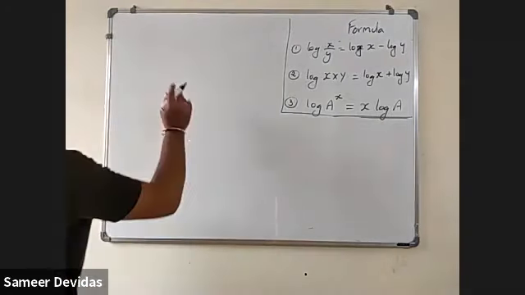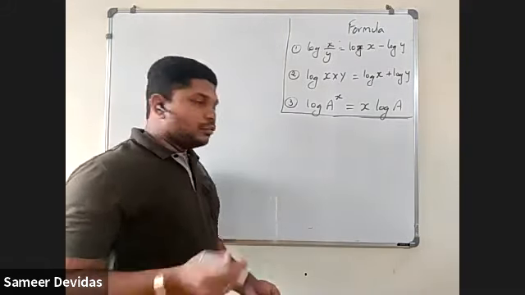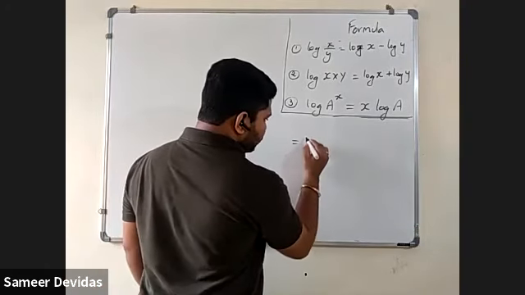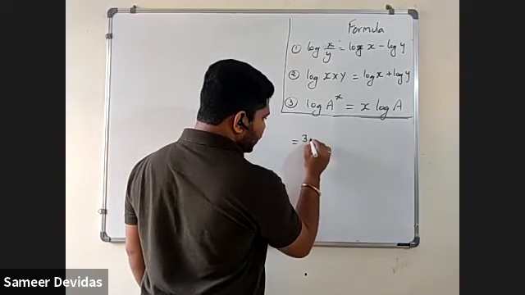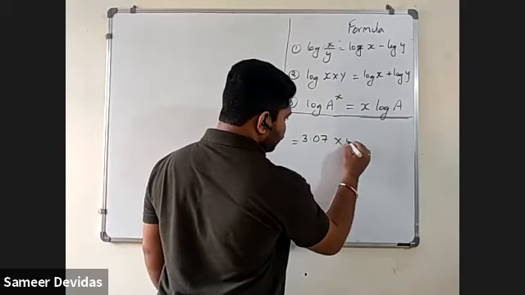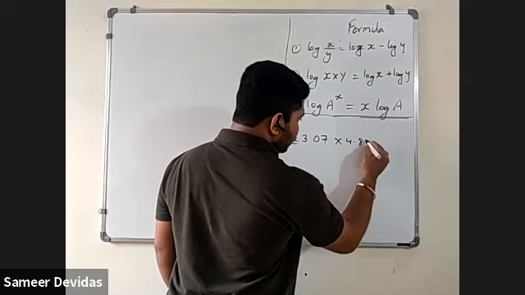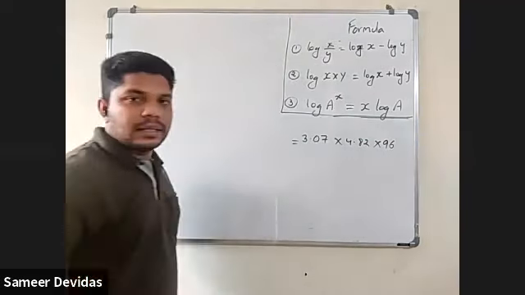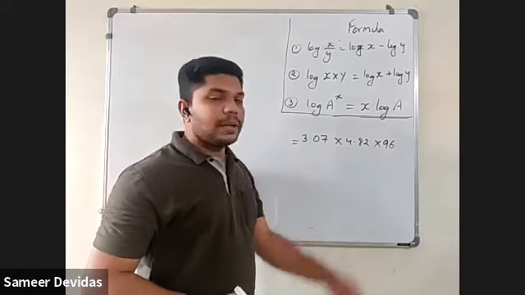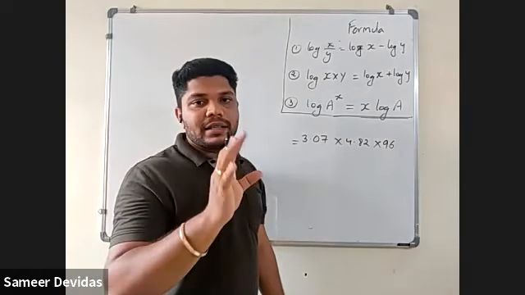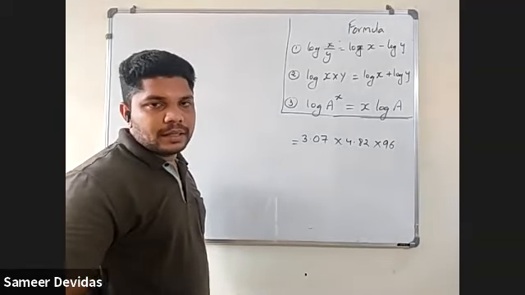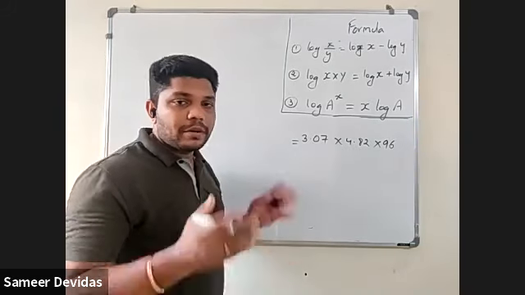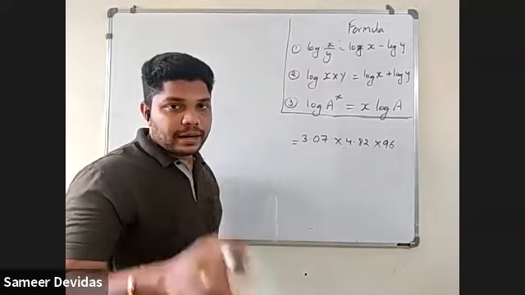Now I will tell you in which case we use them. Suppose you have a problem where you are stuck with 3.07 into 4.82 into 96. In this case, to multiply, you will spend at least 5 minutes. Am I right? Yes, sir. Or more than that. And even after spending the time, there is no guarantee that you will get a correct answer.